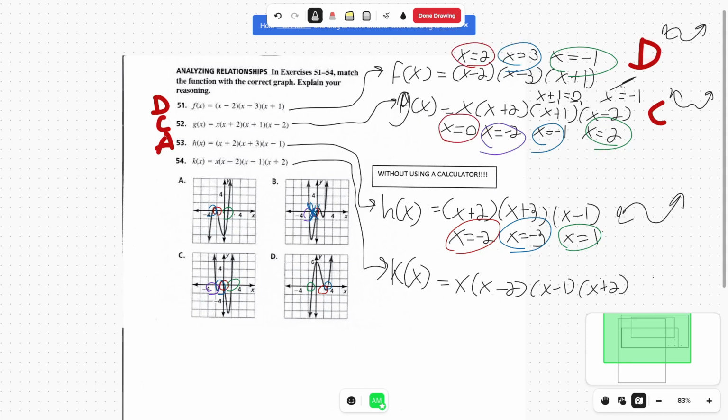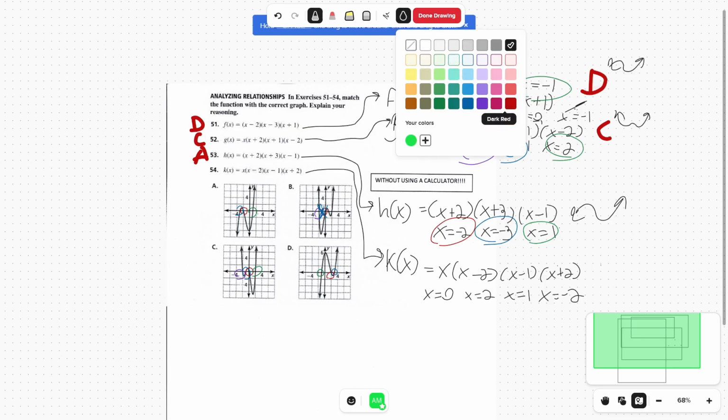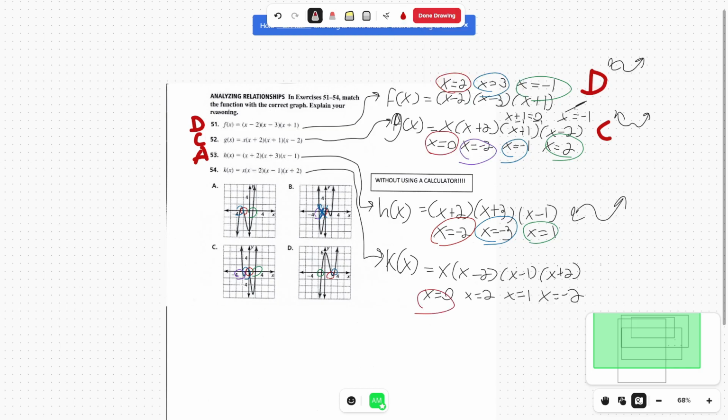So, x equals 0, x equals 2, x equals 1, x, go behind our map right here. Why do I have this map? Okay, whatever. X equals negative 2. So let's just get our colors out again. X equals 0, B, all right, we gotta erase a little bit over here.